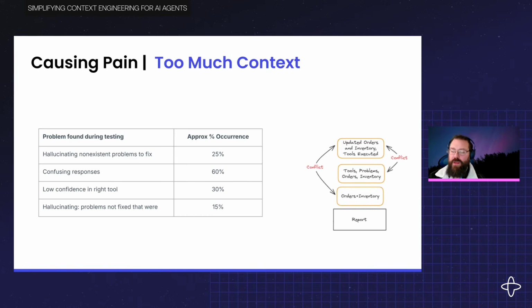LLMs sometimes do that. A lot of low confidence in the right tool and a lot of hallucination with problems. It would say these problems aren't fixed when they really were, when I looked at what the Temporal workflow did and when I looked at what the agent outputs were. And that again comes from the poison conflict.